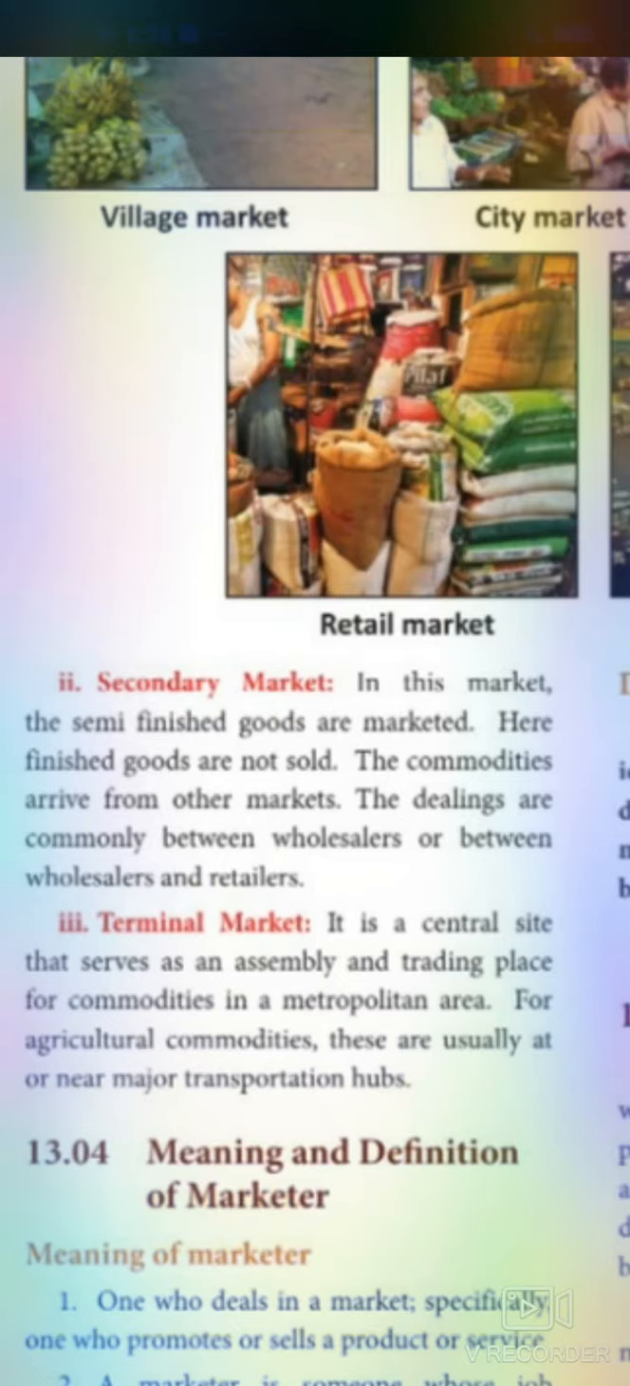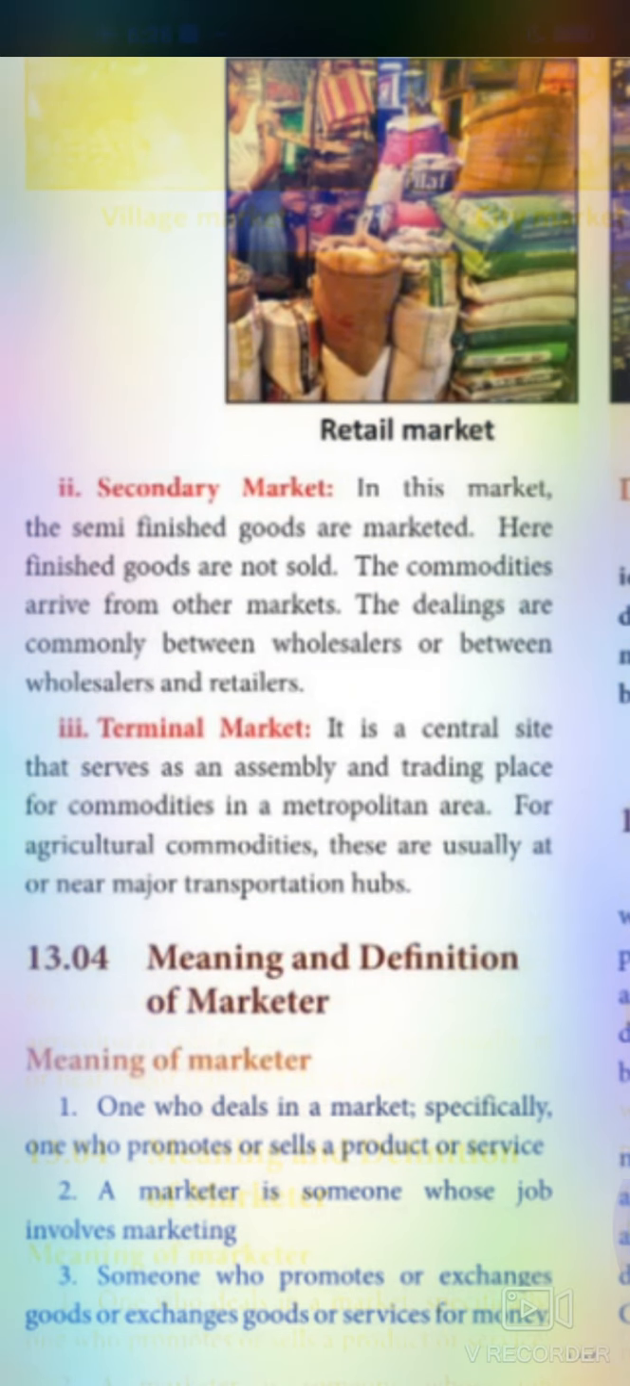And the last one is terminal market. Actually, it is a central site only, we can say. So it serves as an assembly and trading place for commodities in the metropolitan areas. For example, Chennai, Kolkata, Mumbai, Delhi, we can say. These areas only it can be dealt. So for agricultural commodities, they are usually near transportation hubs. Wherever transportation happens, we can see these markets.